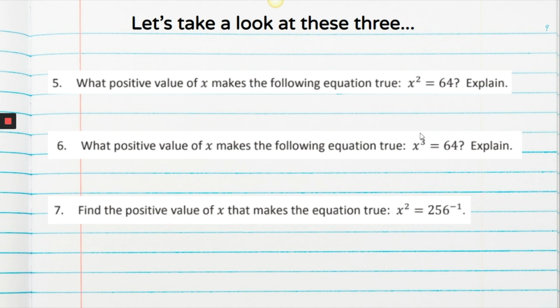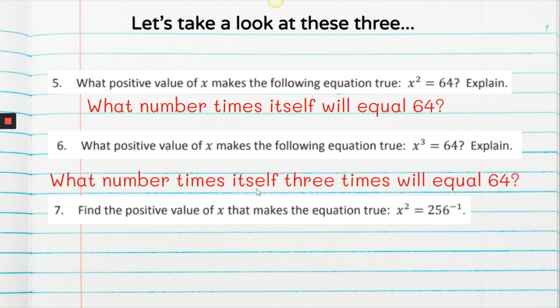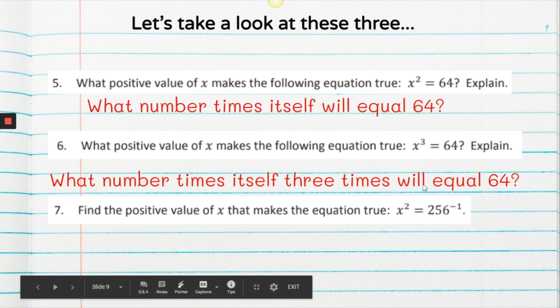The last thing I want to talk about is using that vocabulary when it comes to taking the square root of a number. I usually tend to use the statement, what number times itself will equal 64? I really want them to focus on what number times itself, because that's what squaring a number is. And very similarly, what number times itself 3 times? So what number times itself times itself times itself will equal 64?